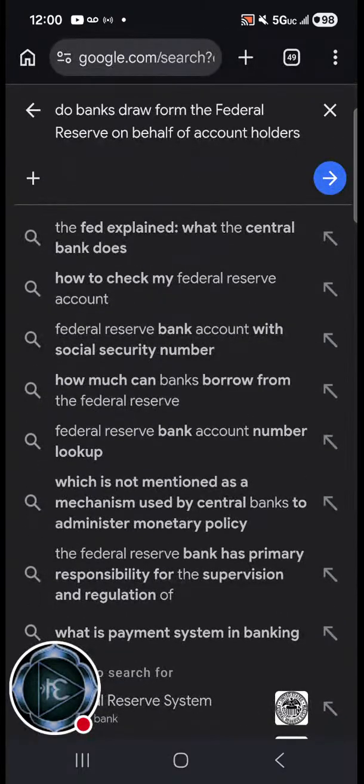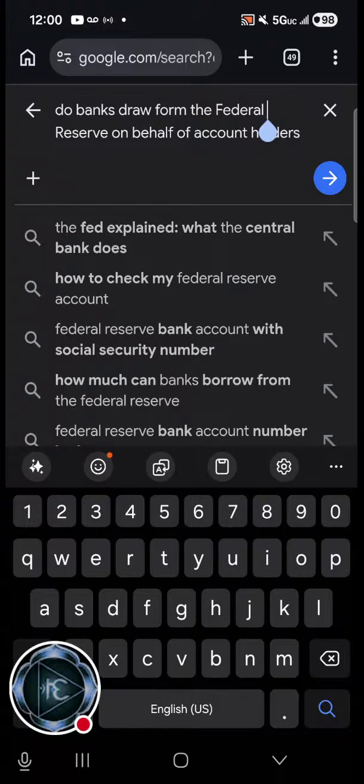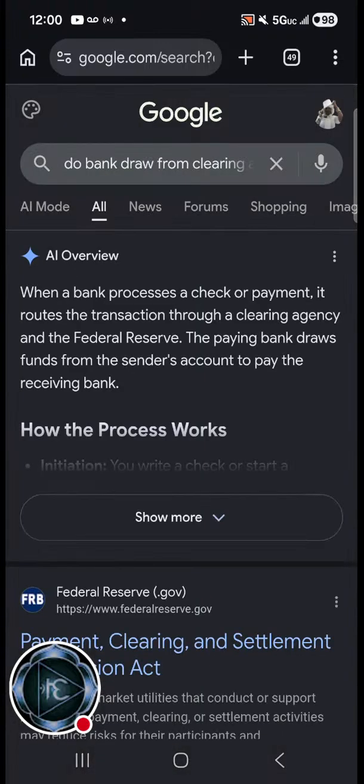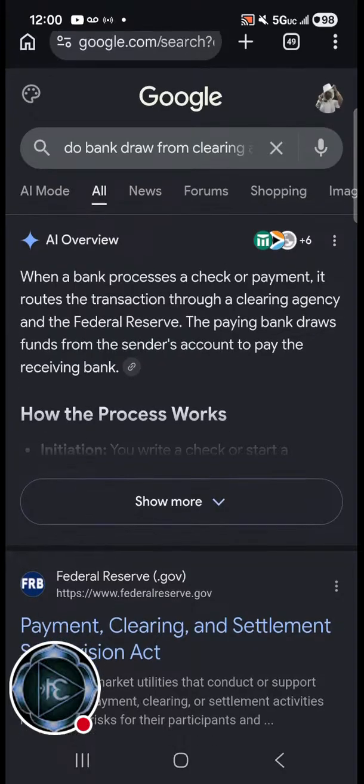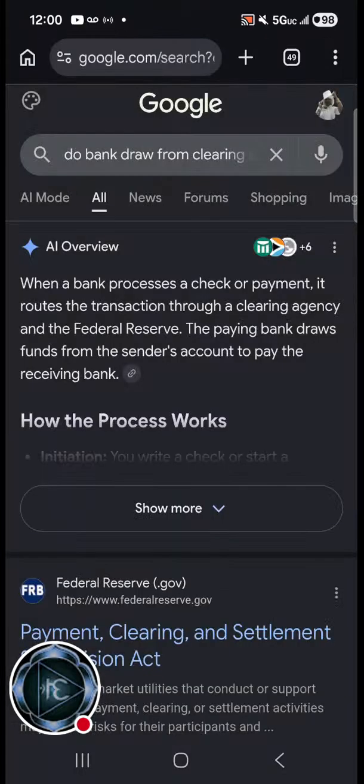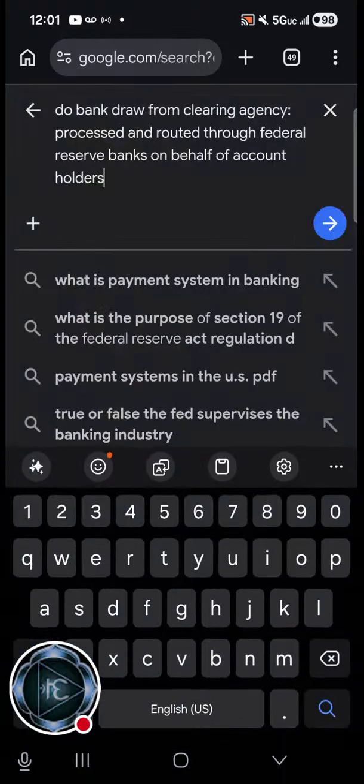Okay? Let's go back. Do banks draw from the Federal Reserve on behalf of an account? The answer is no to that, because of how I worded it. Do banks draw from clearing agencies processed and routed through Federal Reserve banks on behalf of account holders? And it said yes, but now it doesn't want to answer the question. Do they or don't they?